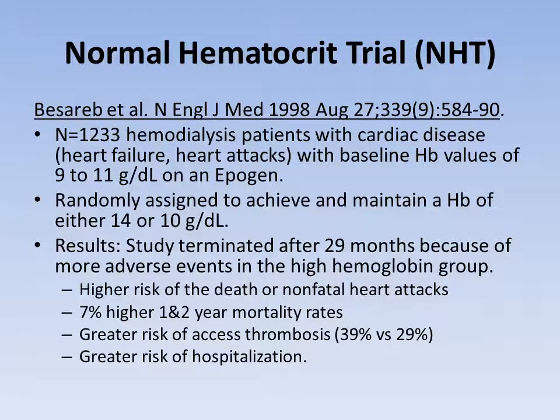Probably the best of these studies is by Besser, published in 1998. It basically looked at 1,200 dialysis patients with cardiac disease, so heart failure, heart attacks, who had baseline hemoglobins between 9 and 11 on Epogen, and they randomly assigned them to achieve and maintain a hemoglobin of either 14 or 10.